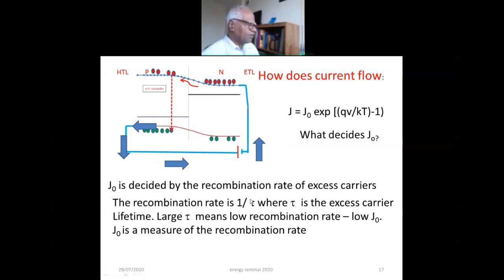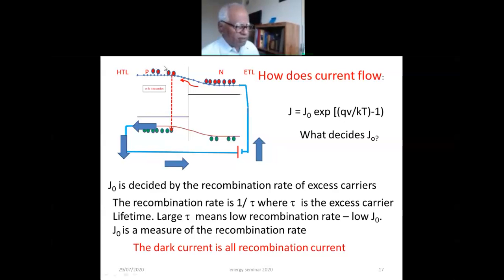So tau, which is the lifetime of this excess carrier, determines J naught. That means I can control J naught by controlling the lifetime of this excess carrier in the semiconductor. This is the operational point which I want to make. The dark current is all recombination current. If you want to reduce the number of recombinations by making this lifetime very large, and we'll see what determines the lifetime in a minute, then your J naught will change. So your J naught can change depending upon the lifetime of the excess carrier.